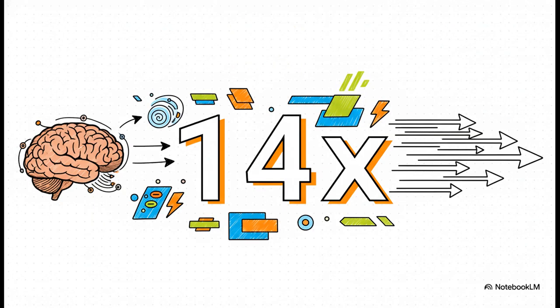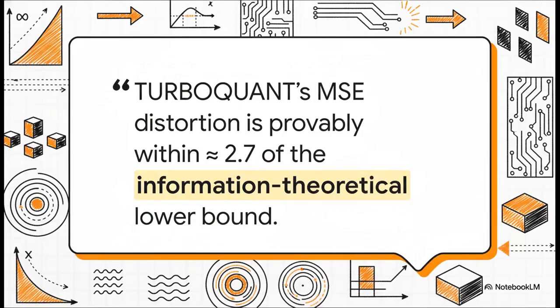And what does less memory get you? Speed. A lot more speed. Because there's so much less data to move around, TurboQuant can potentially speed up some core AI calculations by up to 14 times. I mean, that's a total game changer. That's the kind of thing that could unlock real-time AI on the phone in your pocket, not just in some giant data center.